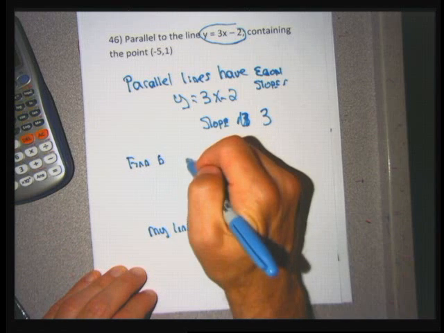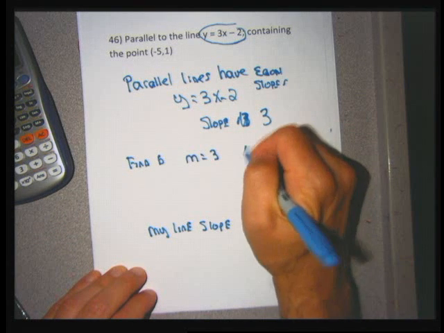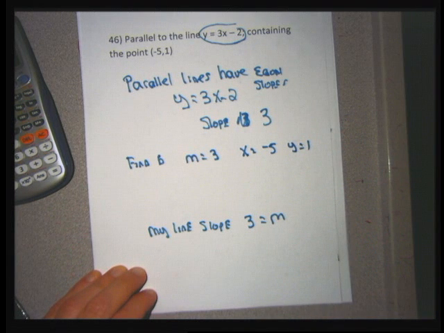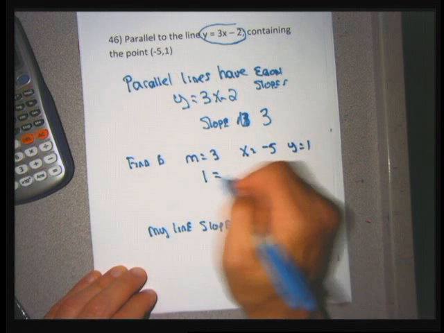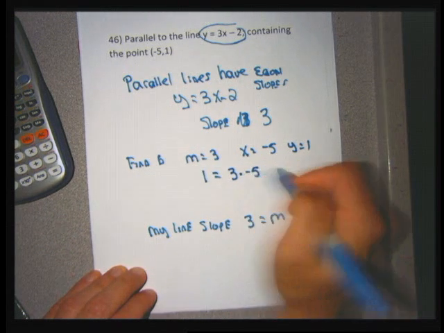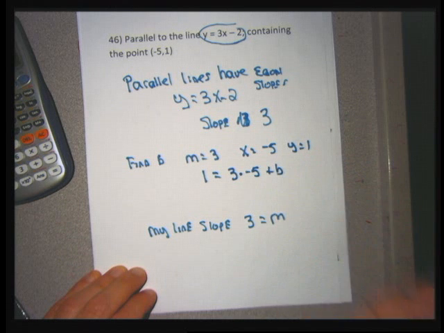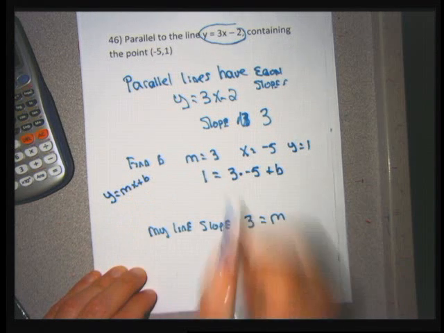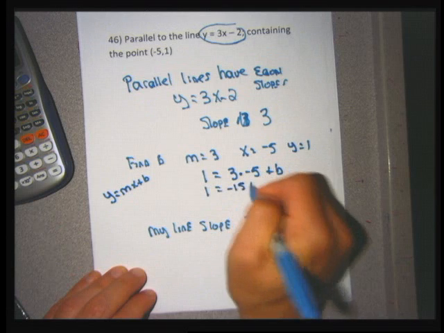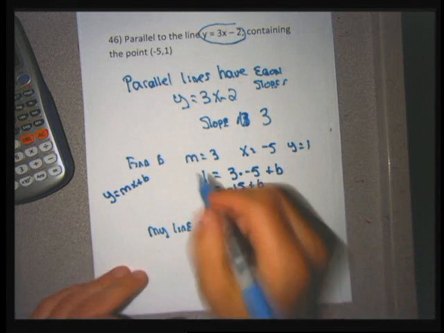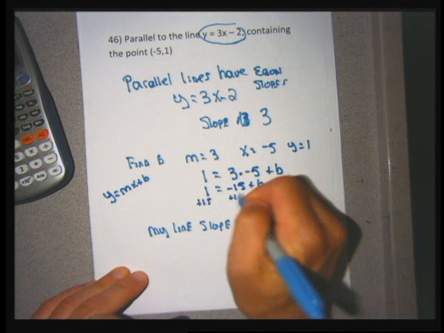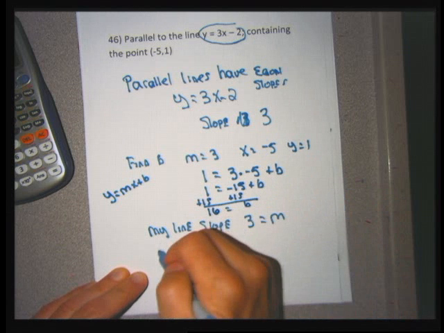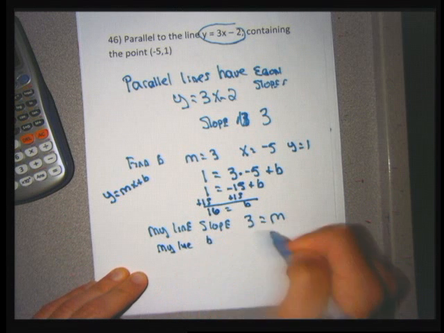What I'm going to do is let m equal 3. I'm going to let x equal -5. I'm going to let y equal 1. I'm going to plug them into the formula y equals mx plus b. I'm going to go 1 equals m times negative 5, which is x, plus b. So again, it's just taking the numbers, plugging them into the formula. This is going to give me 1 equals negative 15 plus b. I'm going to add 15 to both sides. On the left side, 1 plus 15 is 16. On the right side, I have my b. And my b is going to be 16.